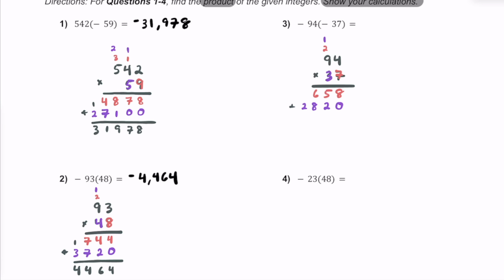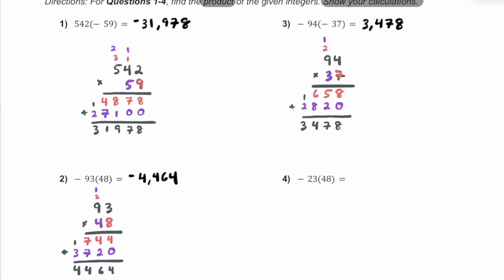If we go ahead and add these two partial products together here, we're going to have an 8, a 7, a 14, carry the 1, and we have a 3 over here. Now keep in mind, we did have two negatives in the problem, so the answer should be the opposite of whatever we got for our product. So the opposite of 3,478 is just going to be 3,478.